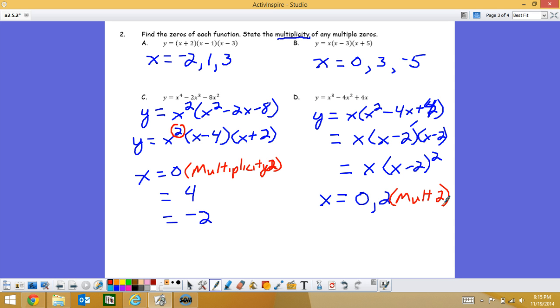So that's the meaning of multiplicity. And in the next video, we will take zeros of functions and write the function in standard form for those zeros.